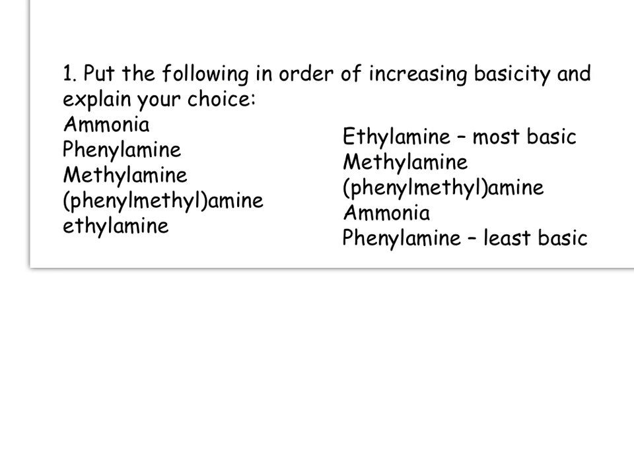So you can see the most basic one would be ethylamine. We've got the carbon chain, which is a very good electron donator. Methylamine, slightly shorter carbon chain, so less electron donating. Phenyl methylamine is next. Notice there's a methyl group between the phenyl and the amine. Then we've got ammonia, and then we've got phenylamine being the least basic, and we'll have a look at why on the next slide.